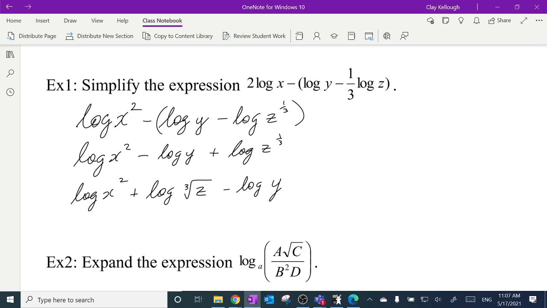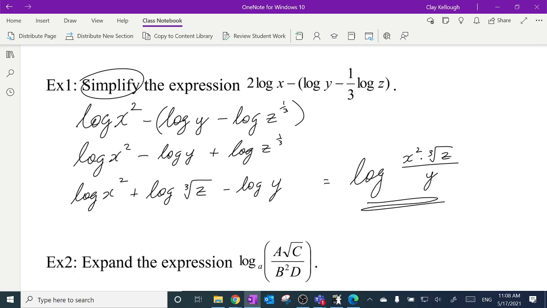Now I'm going to use my product and quotient rules and say that this is equal to the log of x squared cube root of z all over y. Adding is like multiplying, and subtracting is dividing. And there. To a mathematician, that's simpler because it's only one log, not an expression involving 3. But anything you can do forwards in math, you should be able to do backwards.